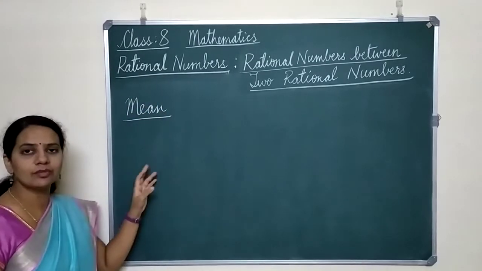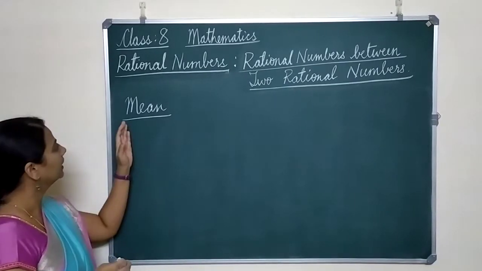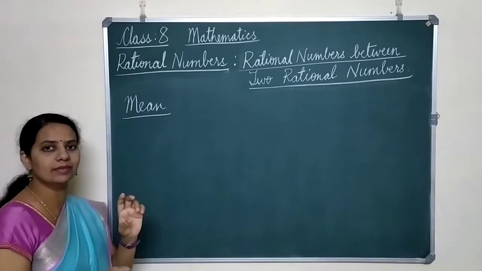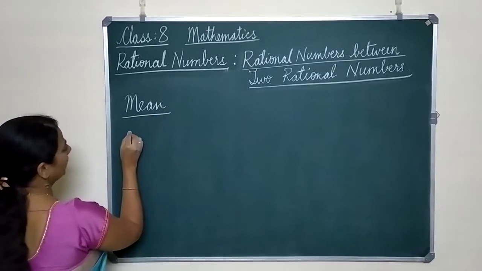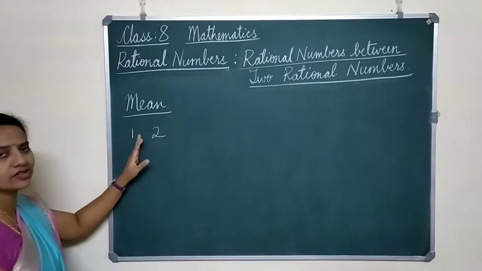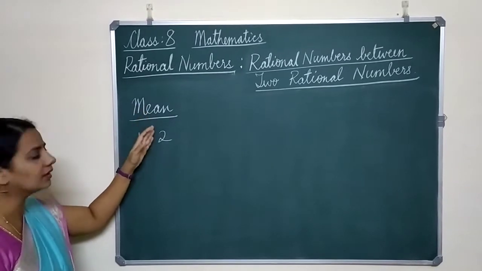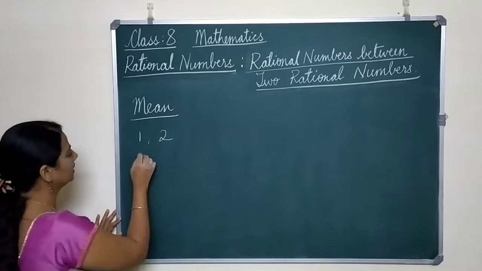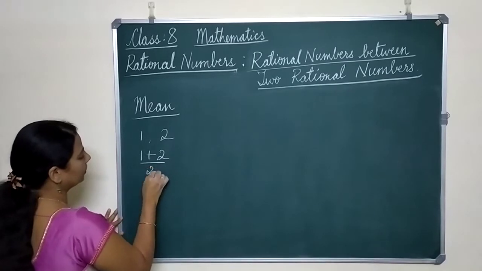Now we will see one more method to find the rational numbers in between two given numbers. That is called the mean. You have to find out the mean of the given two numbers and then find the rational number. For example, say you have 1 and 2. You have to find the rational numbers between 1 and 2. If you apply this mean method, you just add these two numbers and divide that number by 2. That is 1 plus 2, divided by 2.